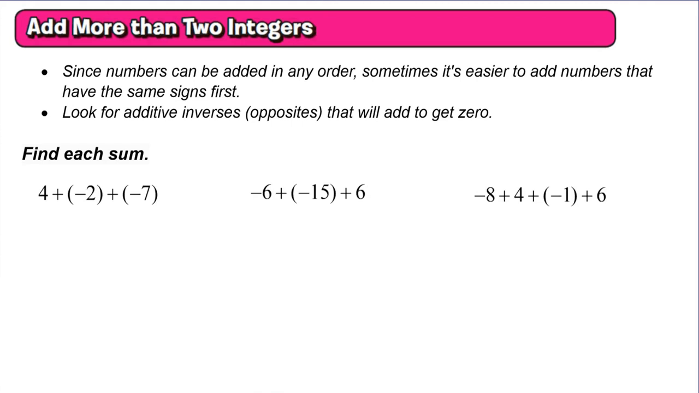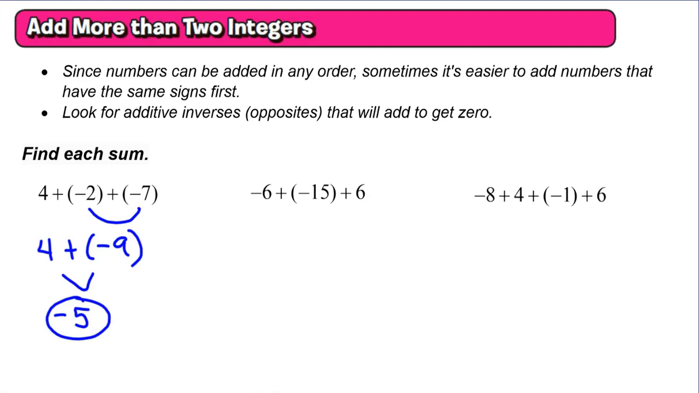So let's look at these examples. We have 4 plus -2 plus -7. So I see that I have two numbers here that have the same sign. These are both negative, so I'm going to actually add those first, and I'm going to combine those values together. So -2 plus -7 is going to be -9. So I've combined those negatives together. So now I just have a problem that has a positive number and a negative number. These are going to cancel each other out, and that's going to give me a -5. So that was a little bit easier to do than having to do from left to right a canceling and then another canceling.